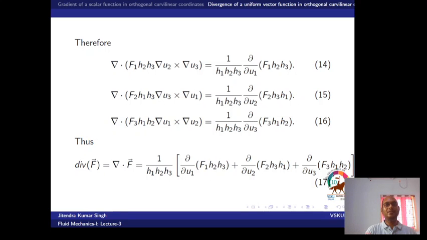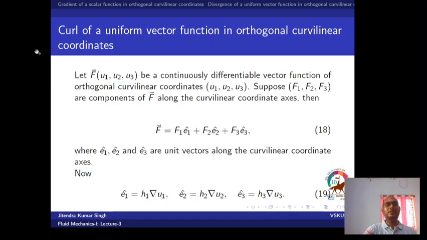Now finally we shall find the curl of a vector function in orthogonal curvilinear coordinates. Suppose f is a continuously differentiable vector function of the orthogonal curvilinear coordinates u1, u2 and u3, and suppose that the components of this vector f are f1, f2, f3. Then the vector f can be expressed as f is equal to f1 e1 plus f2 e2 plus f3 e3, where e1, e2 and e3 are unit vectors along the curvilinear coordinate axes.